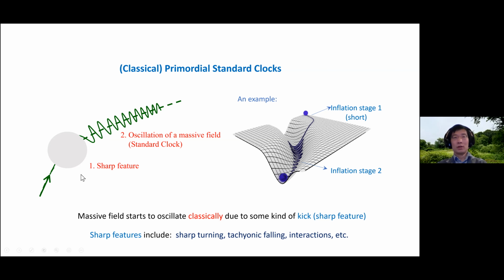So there are sharp features. It can be this kind of falling behavior. It can also be sharp turnings or interactions with other fields. But the point is, after that sharp feature, the massive field is getting permanently or temporarily displaced from the bottom of the potential and starts to oscillate classically. So there are sets of predictions generated by these two processes, 1 and 2. I will describe very briefly each of them.